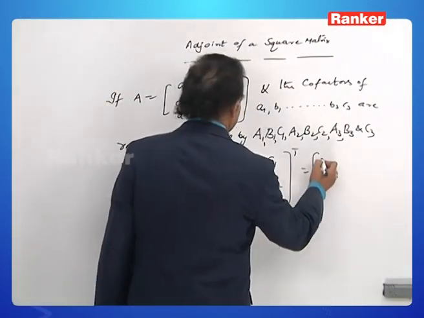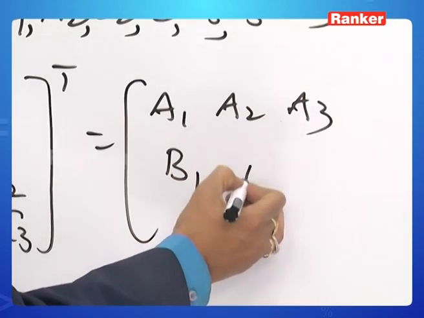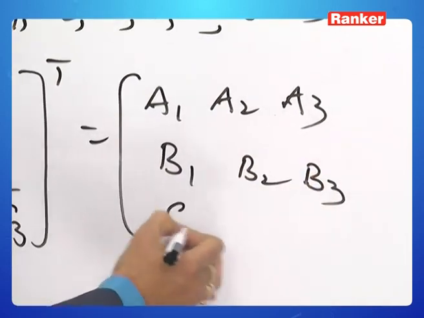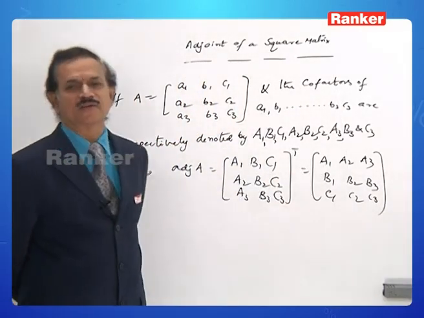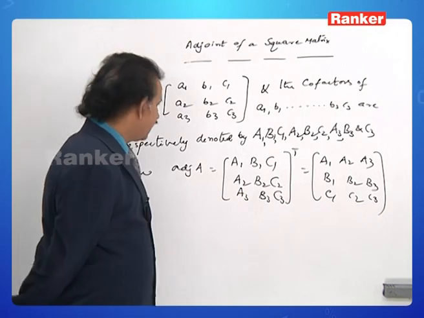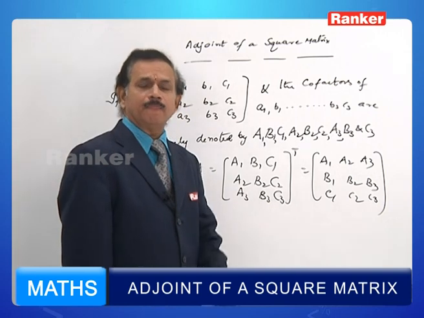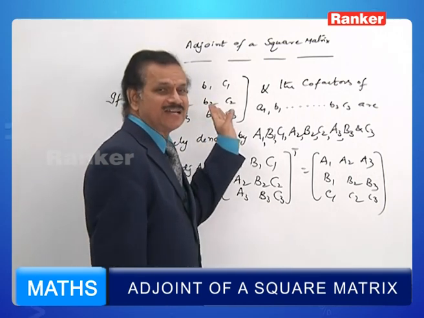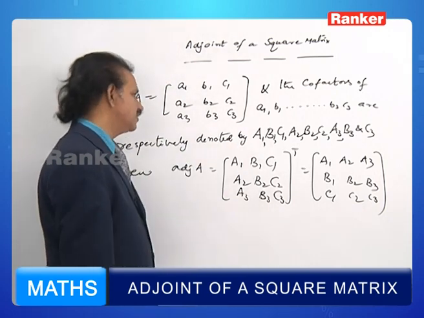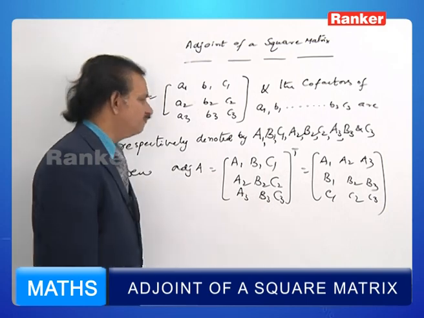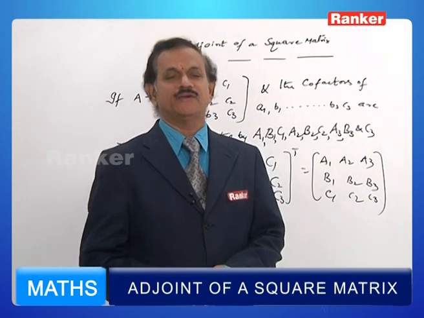This is nothing but A1 A2 A3, B1 B2 B3, C1 C2 C3. That is of course adjoint A, and this is the way in which we generally denote adjoint A. Theoretically, the cofactors of these elements, which are represented by small letters, are represented by the corresponding capital letters. This is what we mean by adjoint A, the symbolism to represent adjoint.